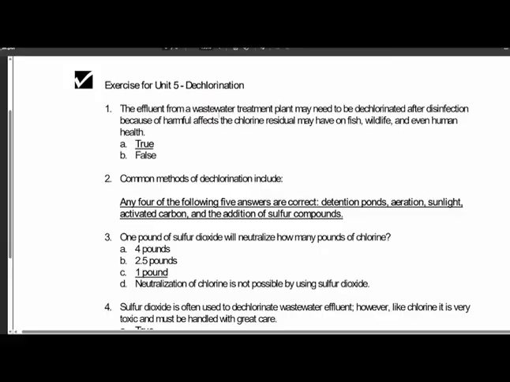Alright. The effluent from a wastewater treatment plant may need dechlorination after disinfection because of harmful effects the chlorine residual may have on fish, wildlife, and even human health. Common methods of dechlorination include detention ponds, aeration, sunlight, activated carbon, and the addition of sulfur compounds.